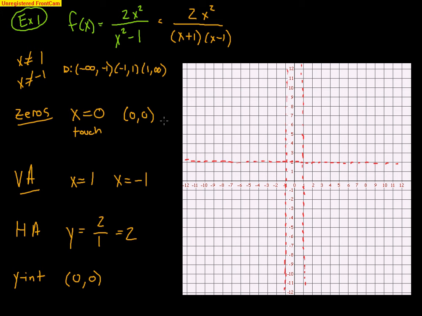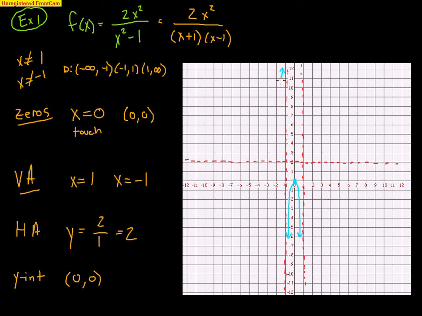Okay. I'm also going to come now in, and I'm going to fill in my zeros. So I have a 0 at 0, 0. There it is right there. I know it's a touch 0, so I must do this. I must open down, kind of like a little tiny parabola inside there. How do I know I don't go up? Because then I would cross the asymptote. And I also know that I turn around there and touch because of the fact that I have a multiplicity of 2.